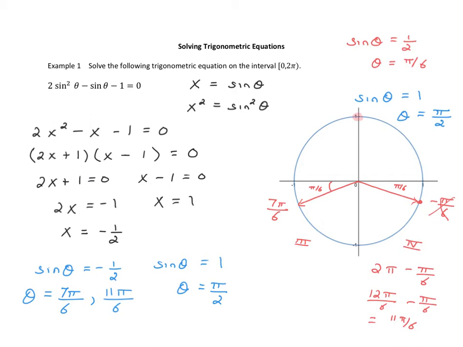So it turns out there are actually 3 solutions to this equation. We get 7 pi over 6, 11 pi over 6. Those are the places where sine is equal to negative 1/2. But also you have to include this one, pi over 2. That's where sine is equal to 1.